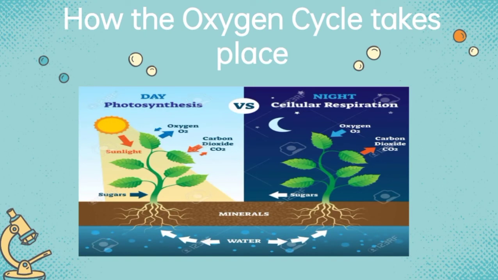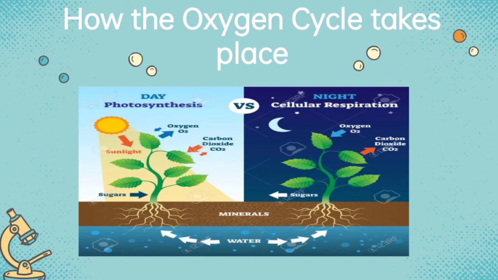So how does the oxygen cycle take place? As you can see in the photo presented, during the day, plants take energy from the sun, carbon dioxide from the air, and water from the soil to make their food. Their food is simple glucose. This process is called photosynthesis. Oxygen is released into the air as a byproduct of photosynthesis.